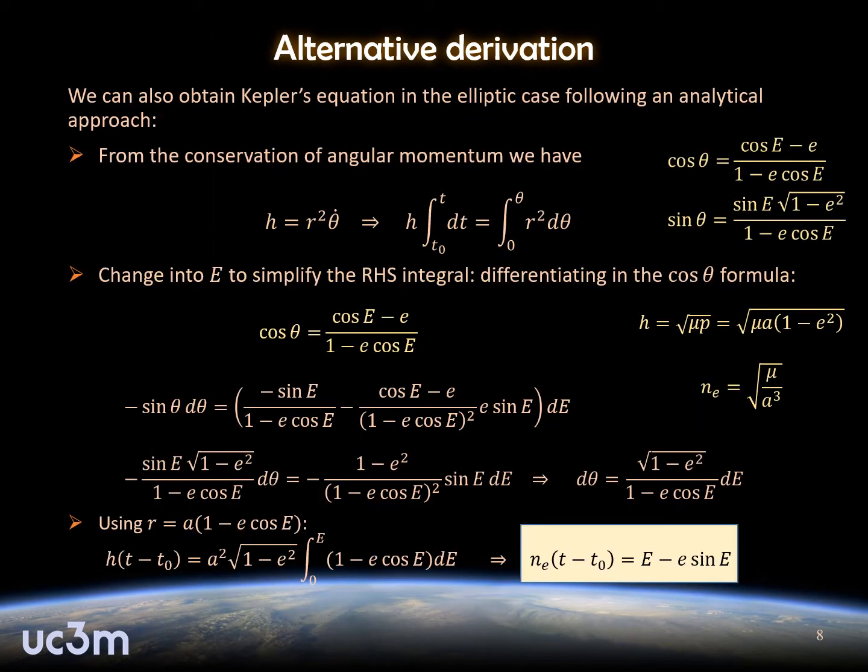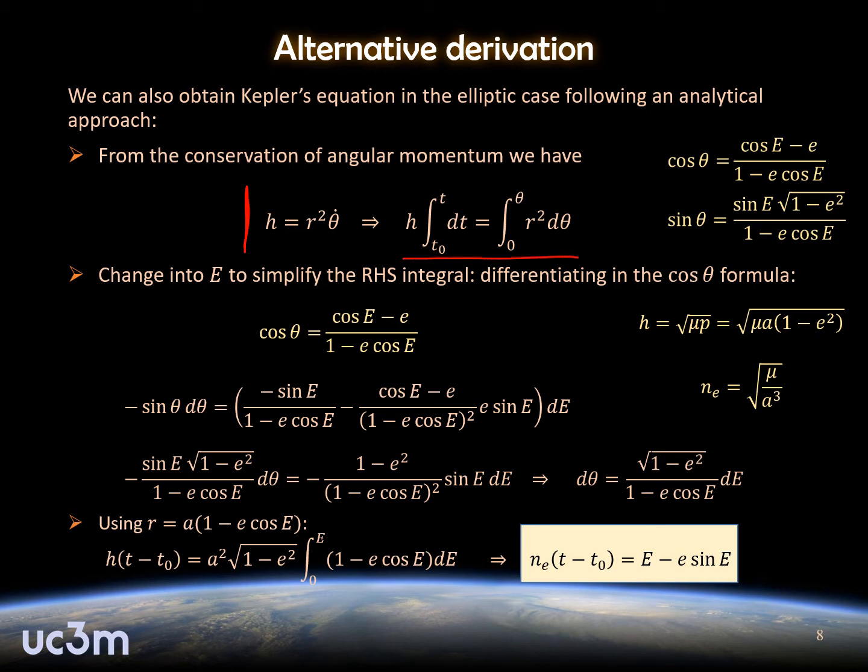Another way to reach this result, the equation of Kepler, is a more analytical one, by working out integrals directly, so not relying on the geometry of the ellipse. In essence, we are going to do the same type of work, but it is disguised in analytical change of variables. So let us go back to our expression of h, which we can write as r squared theta dot. And of course, this allows us to pose this integral.